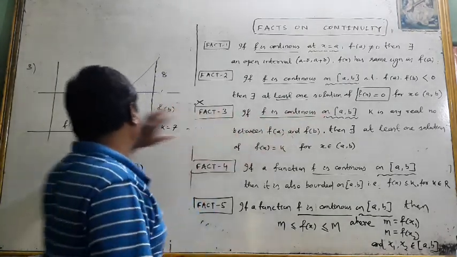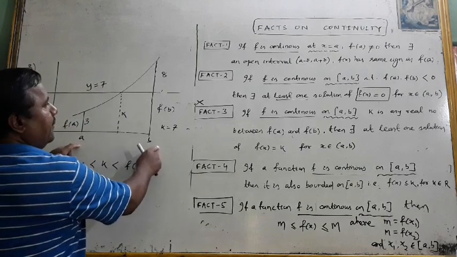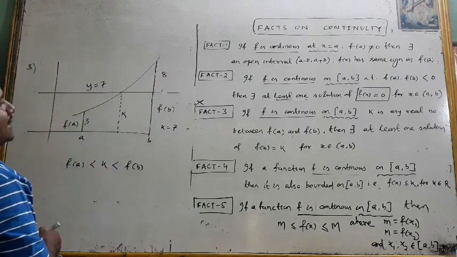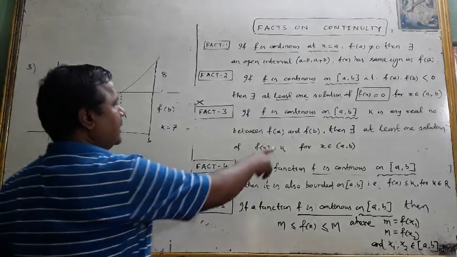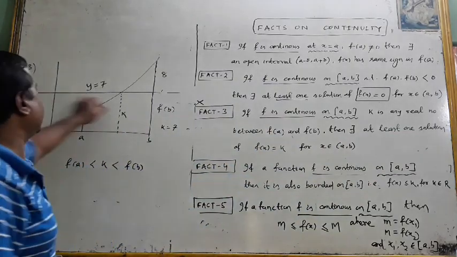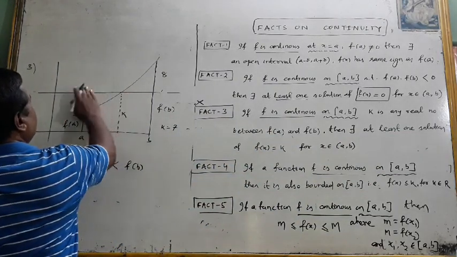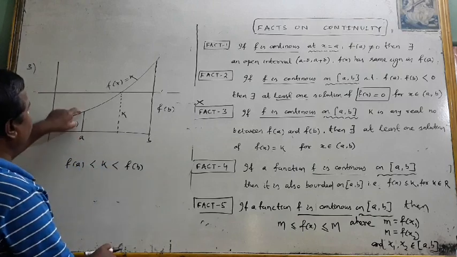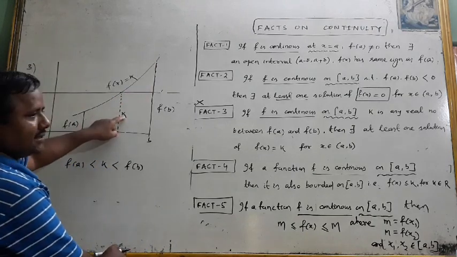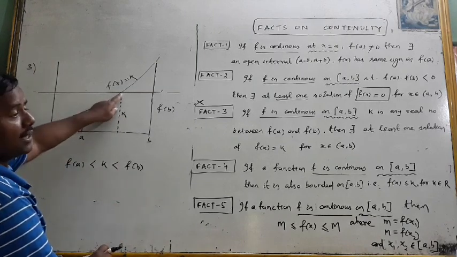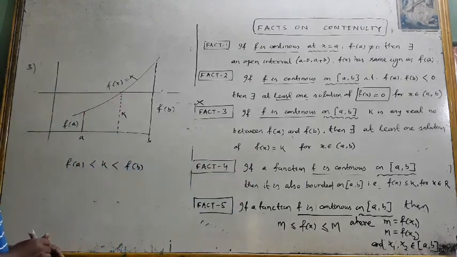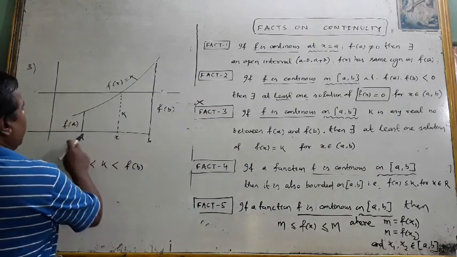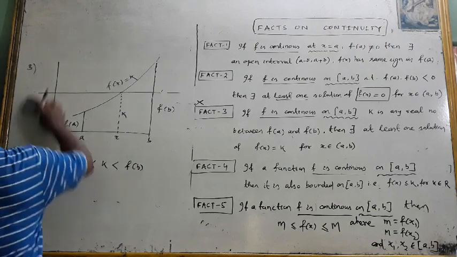If f is continuous on this interval [a, b] and k is any real number between f(a) and f(b), then there exists at least one solution of f(x) equals k. If k is a value between f(a) and f(b), then there exists at least one solution where f(x) is equal to k, and that x must belong to [a, b]. Now fact 4 and fact 5.